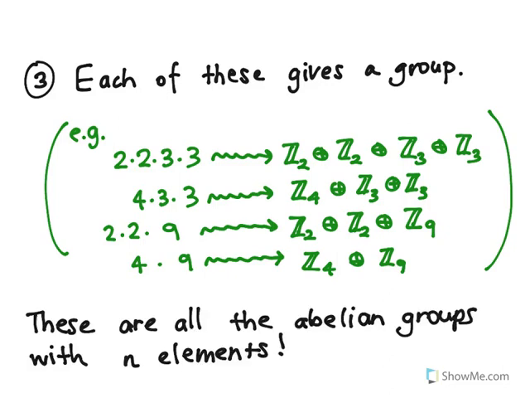What the fundamental theorem of finite abelian groups tells us is that this is everything. These are all the abelian groups with n elements. So, for instance, in the case where n is 36, what we're saying is that any abelian group with 36 elements is isomorphic to one of these 4 possibilities.